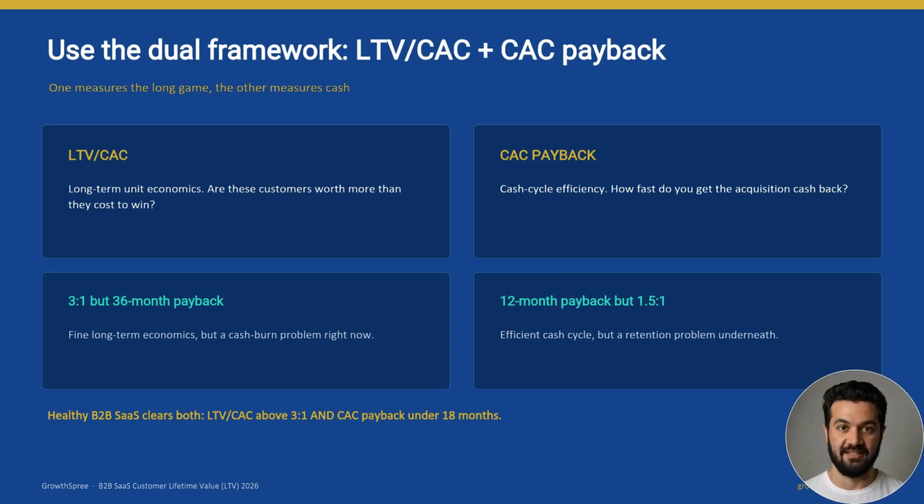But one ratio isn't enough. LTV to CAC measures long-term unit economics. CAC payback measures cash efficiency. A company at 3 to 1 but 36-month payback has a cash burn problem. One at 12-month payback but 1.5-to-1 has a retention problem. Healthy SaaS clears both: above 3 to 1 and payback under 18 months.